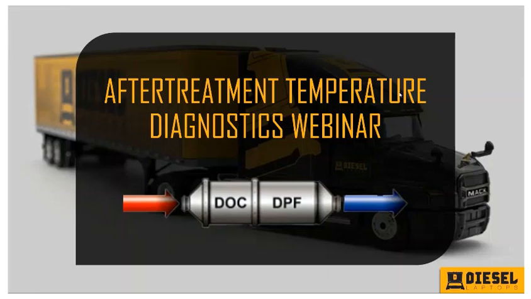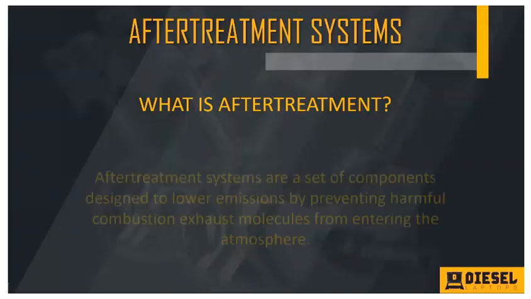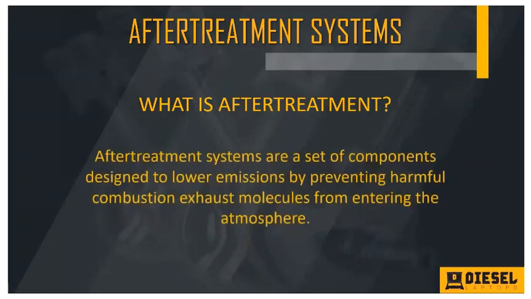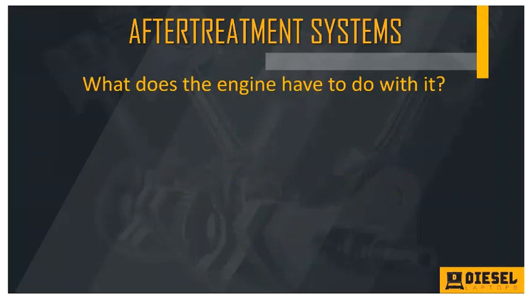So here we go. What is after treatment, right? After treatment systems are a set of components that are designed to lower emissions by preventing harmful combustion exhaust molecules from entering the atmosphere. It's pretty simple. In a nutshell, we're going to capture or change the structure of these harmful molecules. So we're either going to completely trap them, or we're going to try to change that molecule from something hazardous to something far less hazardous, right? And that's what we're trying to accomplish with an after treatment system.